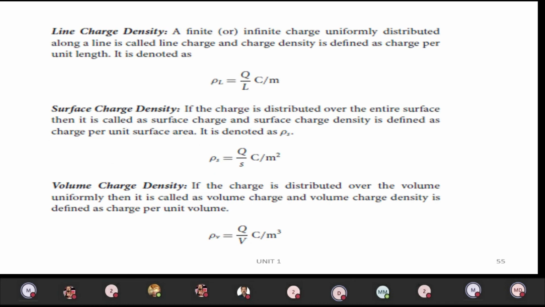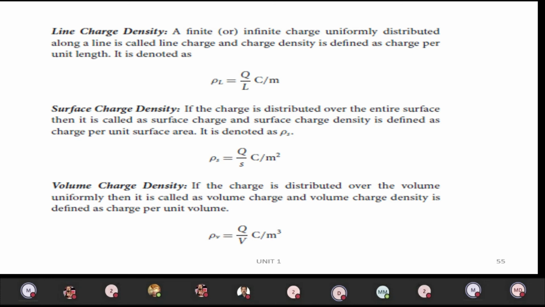Now you will be seeing electric field due to continuous charges. For continuous charges, we normally have three kinds: line charge density, surface charge density, and volume charge density.